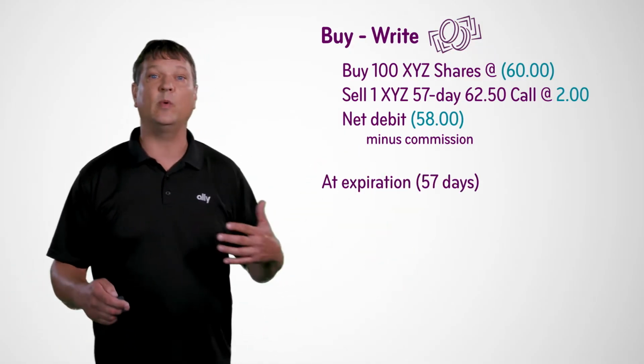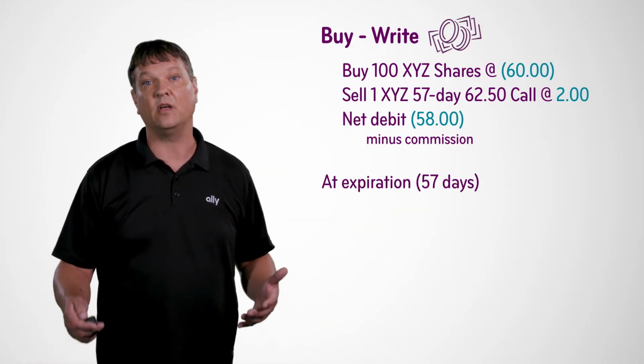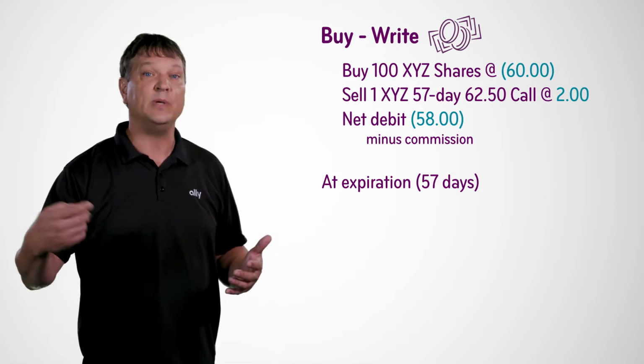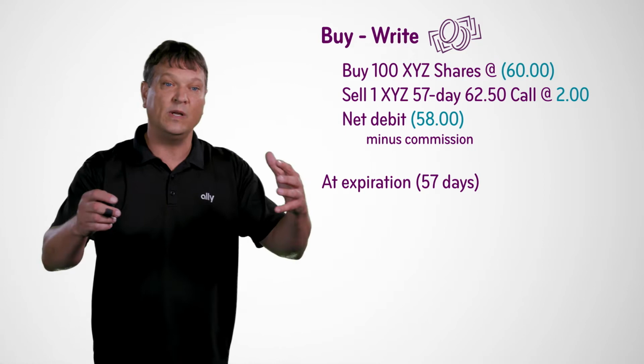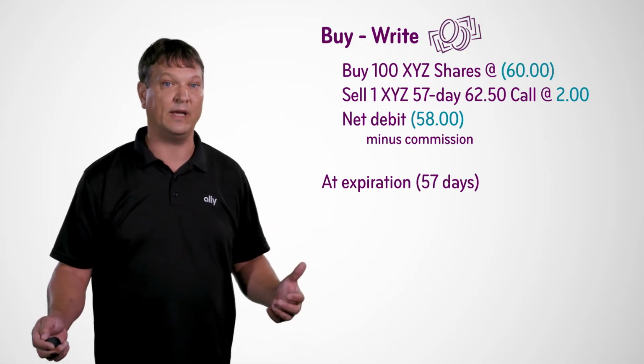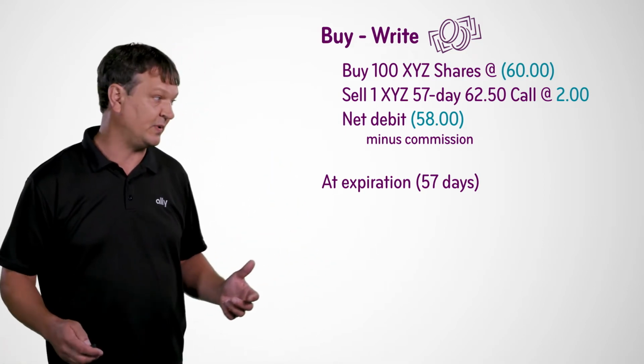Let's fast forward to expiration. Let's talk about what can happen, the nuances of covered call writing throughout the life of the option contract. So at expiration, let's say we are correct on our forecast and the underlying stock goes up and it goes beyond $62.50 by expiration. What type of profit would I have in my account for this position?